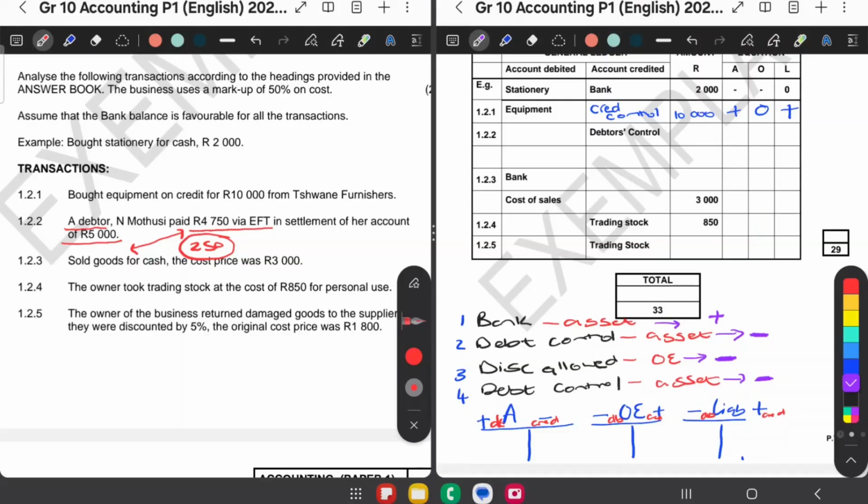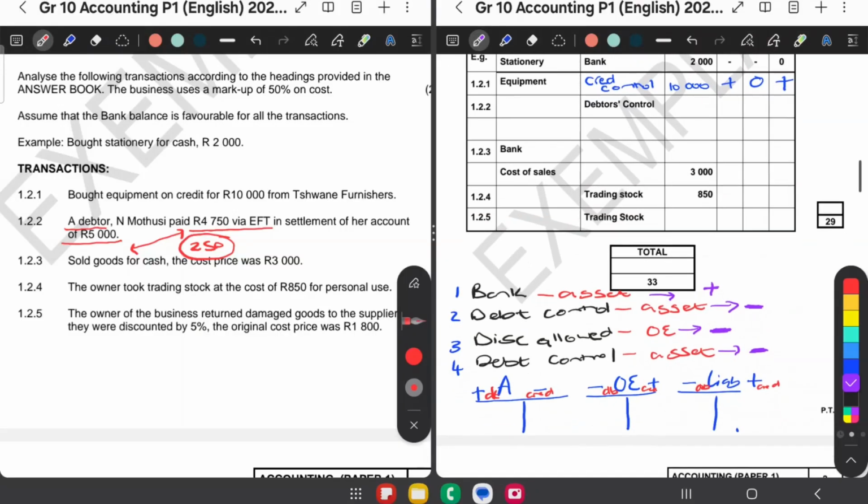Now let's say account debited or credited. This is asset and a plus. Asset and a plus, yes. It's debited, so this account will be debited.